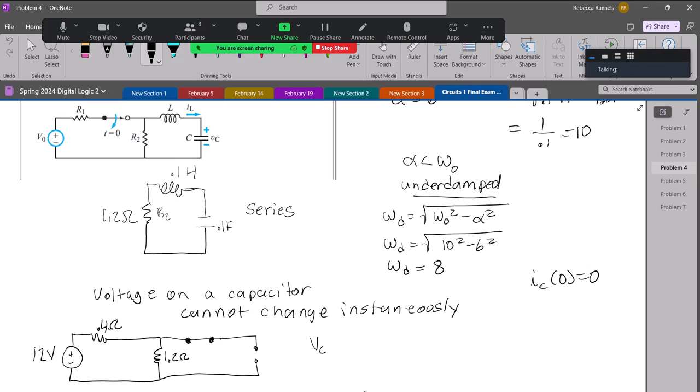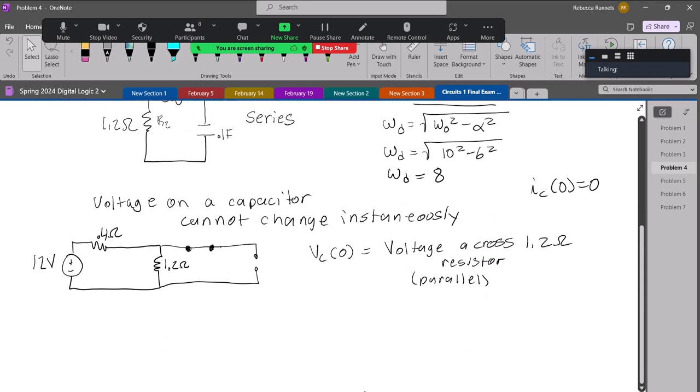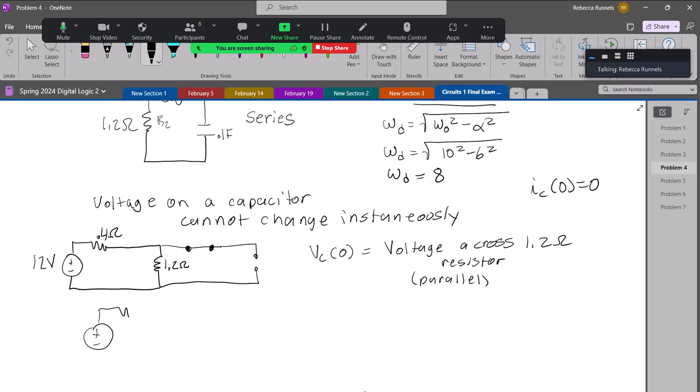So VC of 0 is the same as the voltage across the 1.2 ohm resistor because it's in parallel. And so to find the voltage across the 1.2 ohm resistor, I realize that even though I have all this stuff over on the other side, as far as the current is concerned, it's just going through this little circuit right here, and so I can do voltage division.